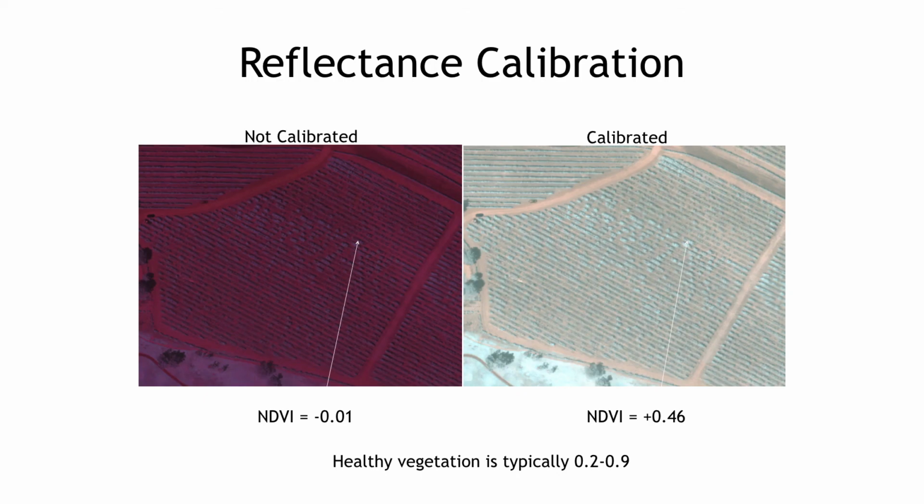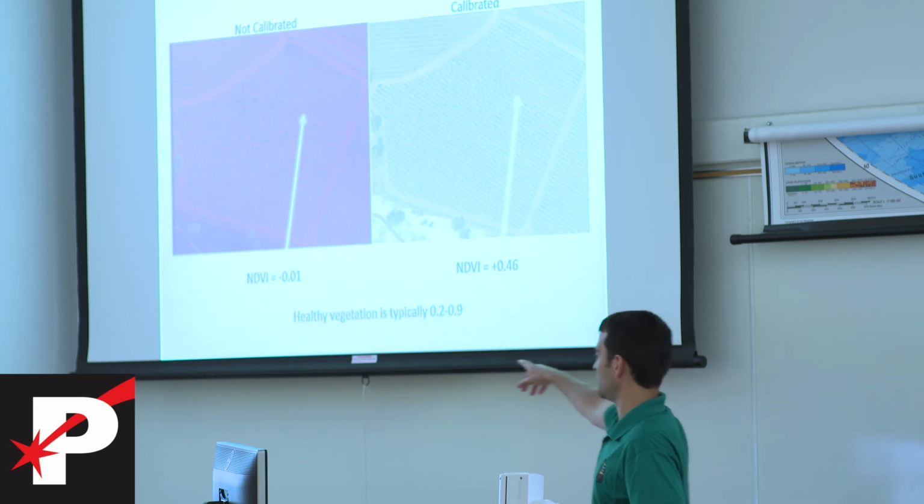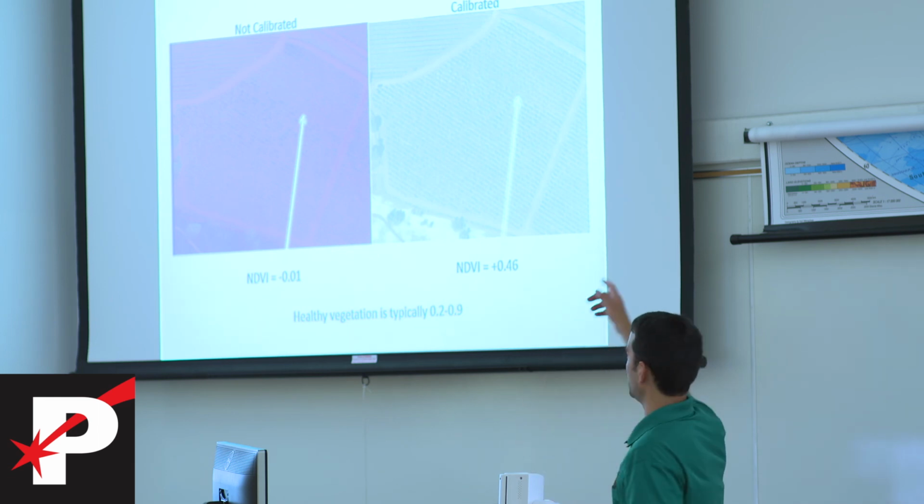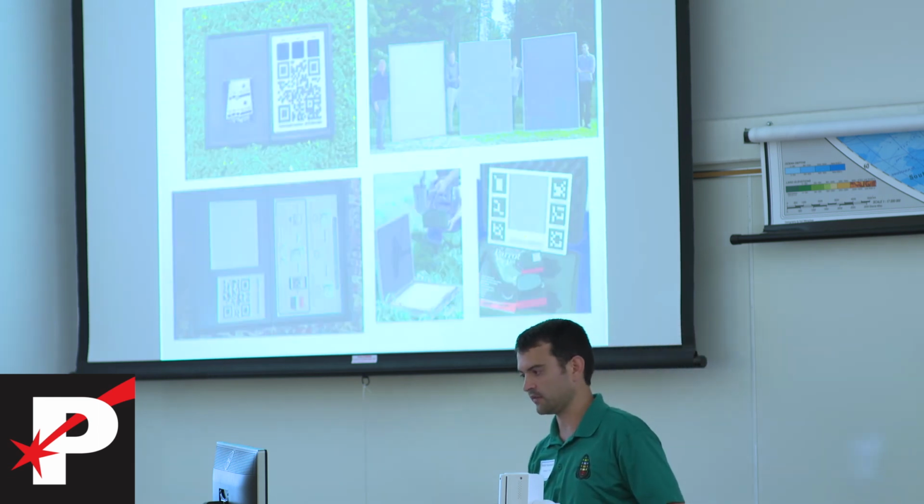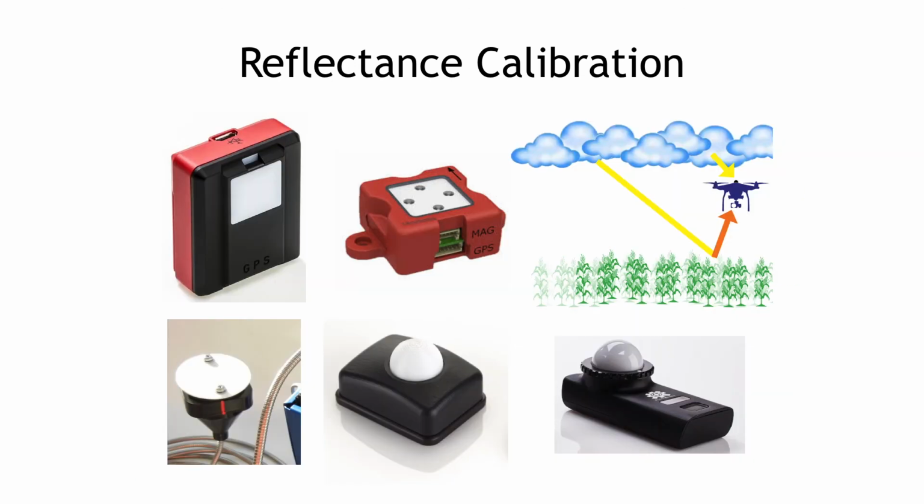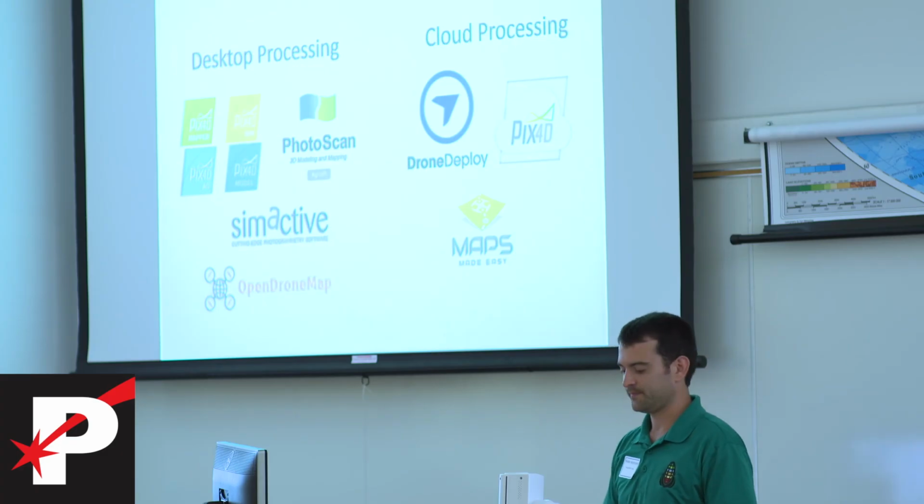Yeah, and then reflectance calibration is very important. If you don't calibrate your captured multispectral data, the pixel values that you're capturing will produce index values that have nothing to do with what you're looking at. For instance, if you're not calibrated, you might get a value of negative 0.01, which with the NDVI scale of healthy plants being 0.2 to 0.9 means nothing. Whereas if you calibrate it, you get the correct value. So there are reflectance targets on the ground and also equipment in the air that are used to basically do that calibration.